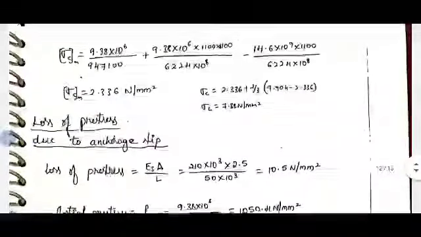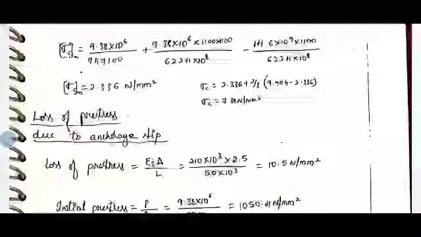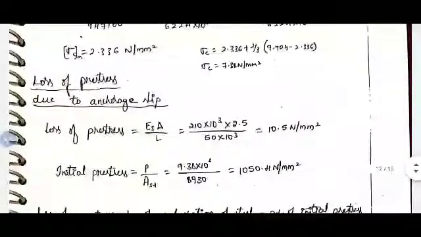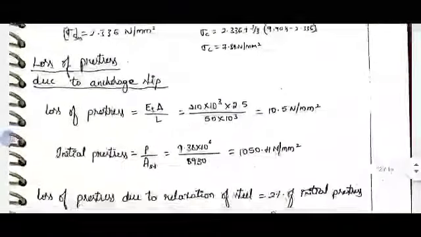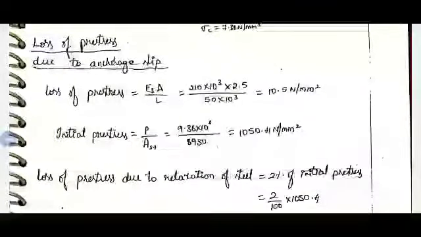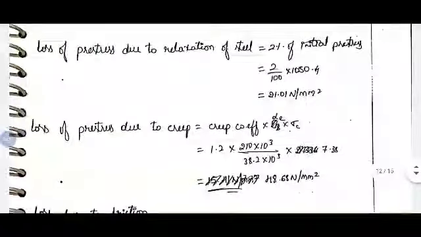So then loss due to anchorage slip, E_s delta by L, 10.5 Newton per mm square. Initial pre-stress P by A_st, area of steel, because stress we need to consider for further calculations. So 1050 Newton per mm square. Loss of pre-stress due to relaxation of stress, 2% of 1050 Newton per mm square. Loss of pre-stress due to creep, creep coefficient is given, so creep coefficient method, 5 into alpha_e into sigma_c.